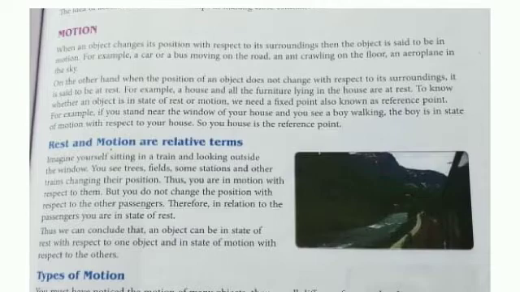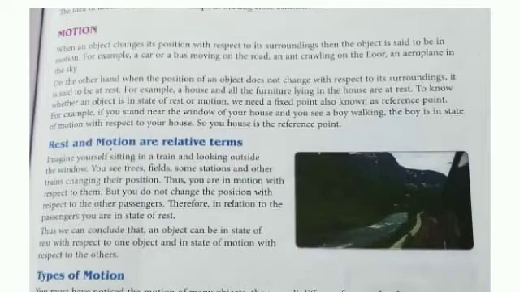To know whether an object is in a state of rest or motion, we need a fixed point, also known as a reference point. For example, if you stand near a window of your house and you see a boy walking, the boy is in a state of motion with respect to your house. So your house is the reference point. It is in rest position. So you are saying that the boy is in motion. He is walking.